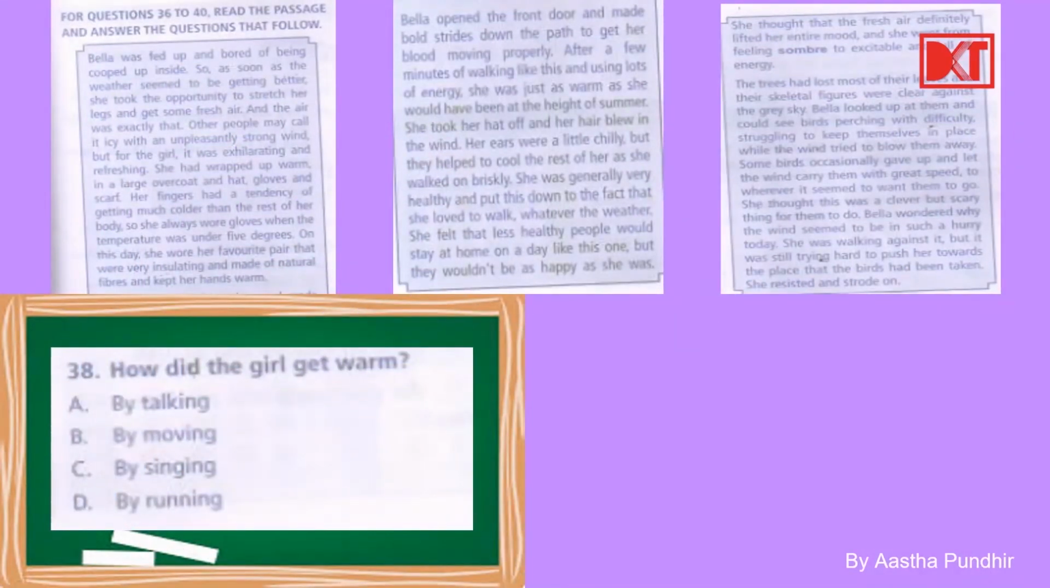How did the girl get warm? A. By talking, B. by moving, C. by singing, or D. by running. So how did she get warm? Let's see. After a few minutes of walking like this and using lots of energy, she was just as warm. So she was moving, she was walking. Right.